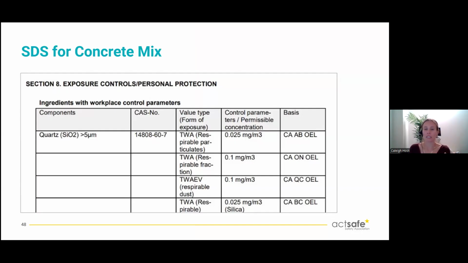So the image that you're going to see on the screen is the maximum amount of chemical that can be present in the air without posing a health risk. In this case, with concrete, we are working with quartz, and quartz is crystalline silica, which can be very dangerous if you're breathing in very fine particles. Each row here is going to represent a different jurisdiction. And you can see where it says basis, you can see A, B, O, N, Q, C, and BC, and those are just different provinces. So we're just going to look at the bottom because that's BC.